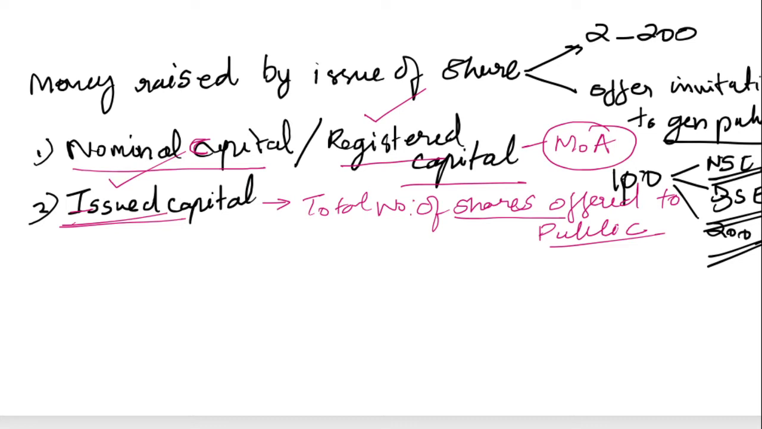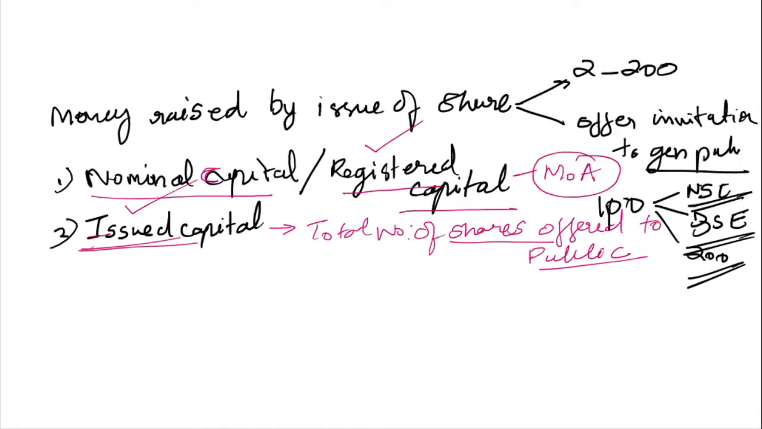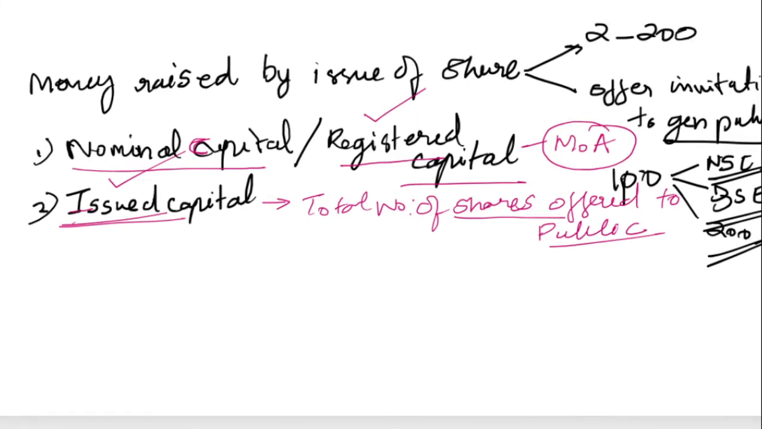Next, the third one is subscribed capital. Hope you know about subscribe. Who is subscribing the share? Members in the company are subscribing the share. Okay.